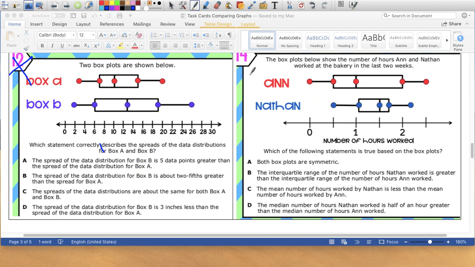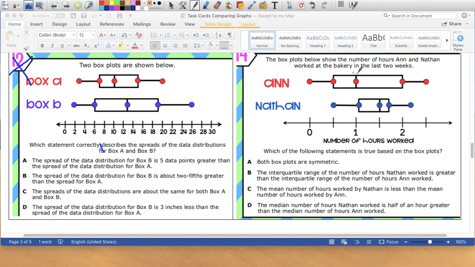14. The box plot below shows the number of hours Anne and Nathan worked at the bakery. So this is how many hours they worked in the last 2 weeks. Which of the following statements is true? Okay, if you look at the box plot, both of the box plots are symmetric. Well, let's take a look at that.